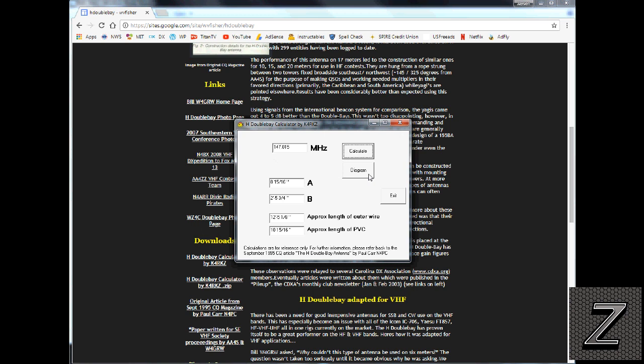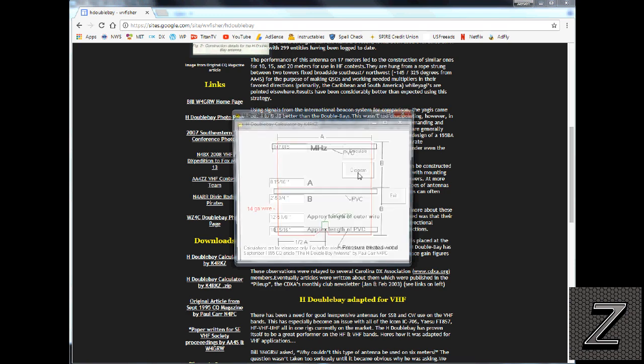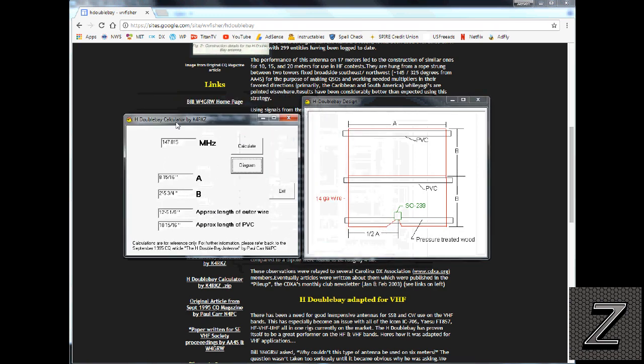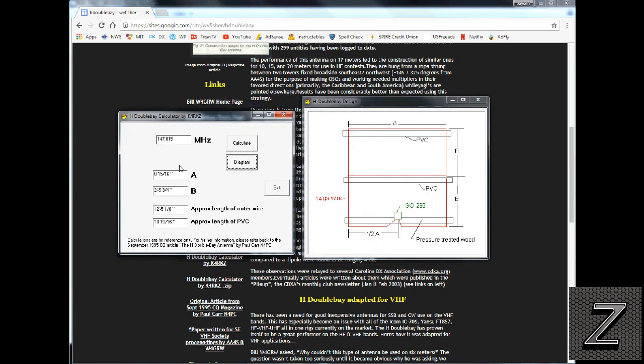But to build it, you're getting these calculations right here: how much PVC you need, the length of the wire you're going to need, and then dimensions A and B. What you do is you click on diagram here, and this brings up a diagram. And it shows you the measurement. That's A, that's that measurement, that's B, that's that measurement.